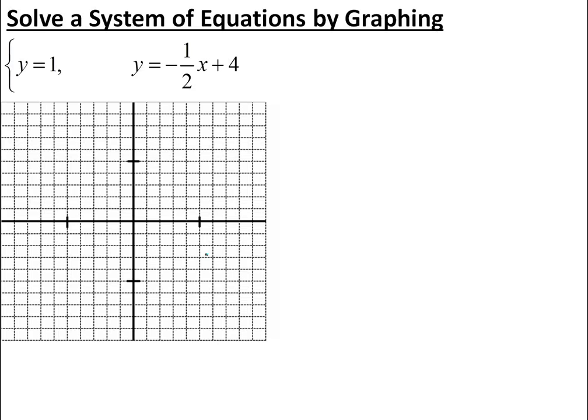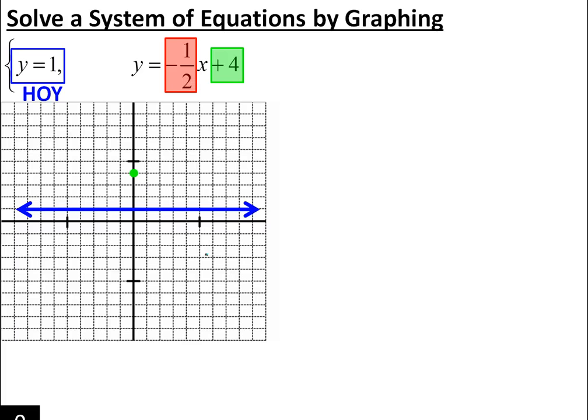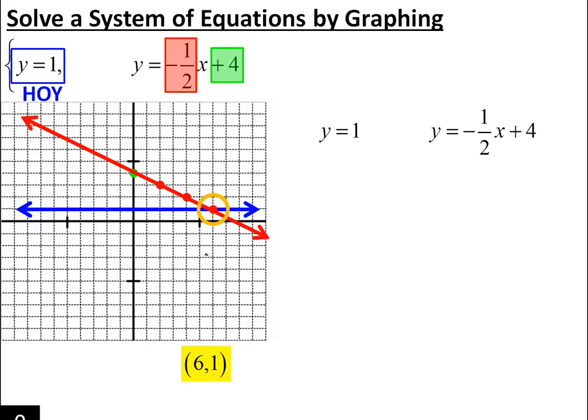Alright, so we're going to graph this. We want to see where the 2 lines cross. So y equals 1. Is it a Hoy or a Vux? So it's a Hoy. So we're going to draw a horizontal line at 1. And now we'll start with our y-intercept of 4 and our slope of -1/2. So down 1 over 2. Keep going until the 2 lines cross. And so we think our answer is going to be 6 comma 1. Now let's check it.